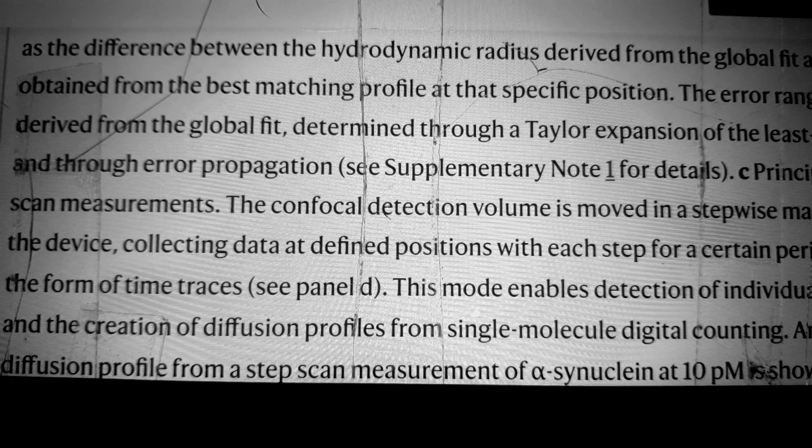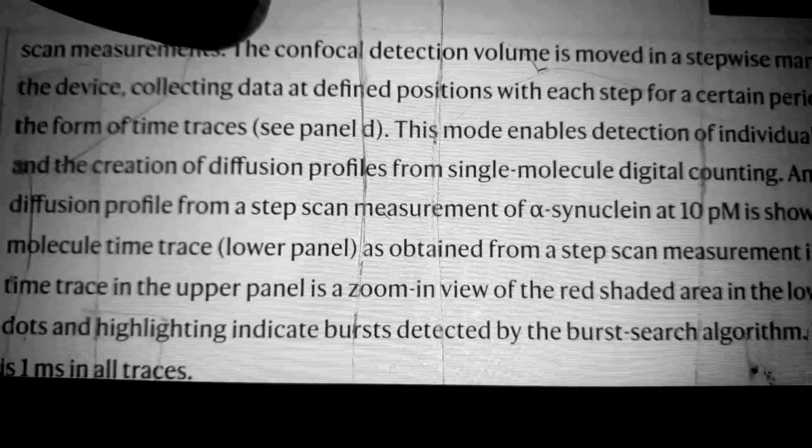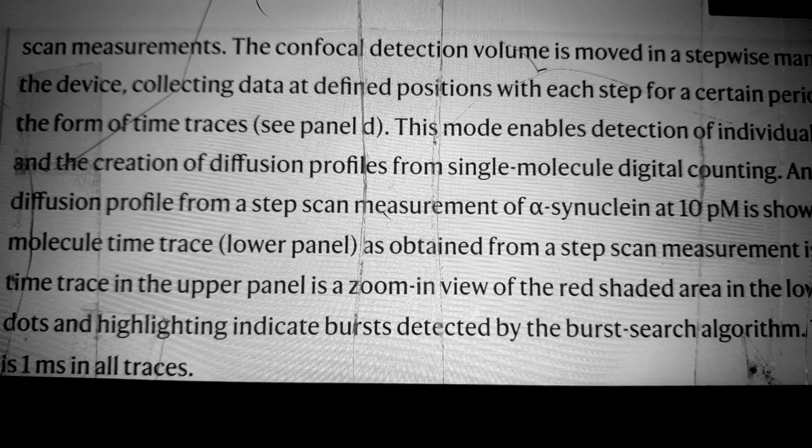The confocal detection volume is moved in a stepwise manner across the device, collecting data at defined positions with each step for a certain period of time in the form of time traces, see panel D. This mode enables detection of individual molecules and the creation of diffusion profiles from single molecule digital counting. An exemplary diffusion profile from a step scan measurement of alpha-synuclein at 10 pM is shown. A single molecule time trace, lower panel, obtained from a step scan measurement is shown.